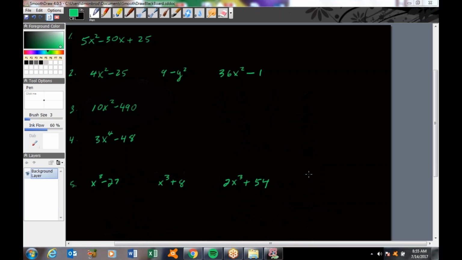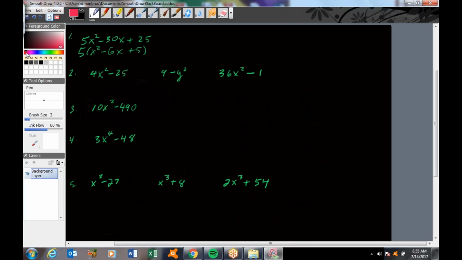So that's what I do on this first one, and I noticed that there is a 5 that's a GCF, so I would immediately pull that out, put it in front. I get this expression. So that would be my first step.